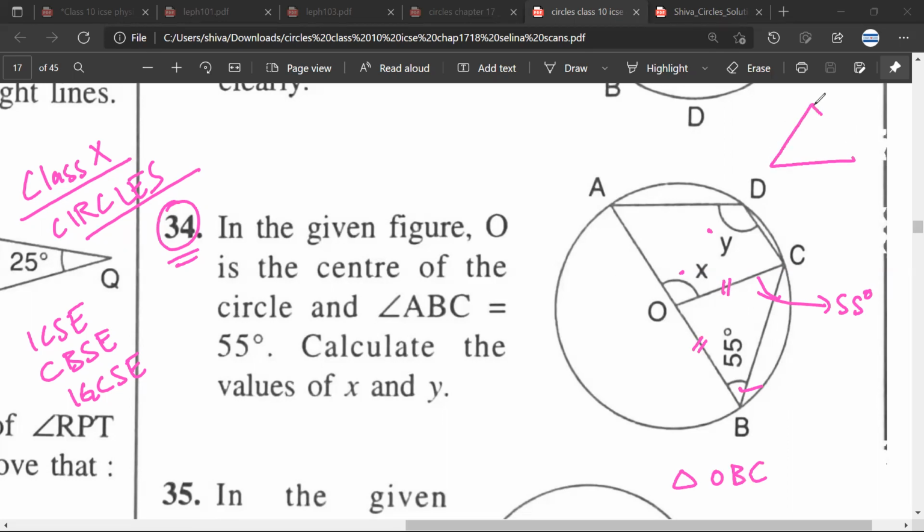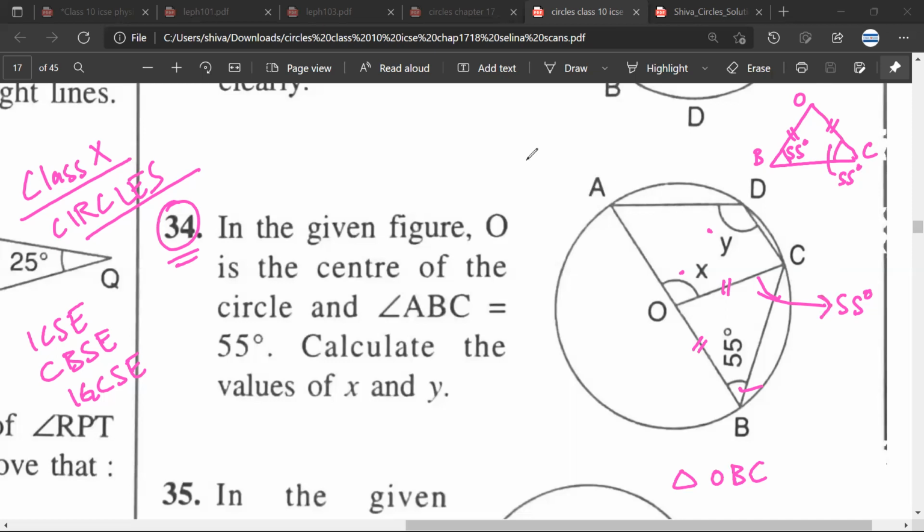So what you are suggesting is that if we consider triangle OBC, then OB and OC are the radii of the circle. This triangle would look something like this: O would be the center, this would be B, this would be C, and these two are the radii. So this will become an isosceles triangle. In triangle OBC, this angle OBC is 55 degrees. Therefore, this angle would also be 55 degrees. Am I correct? Yes. Okay, so this is 55 degrees, this is 55 degrees. What should I do next?